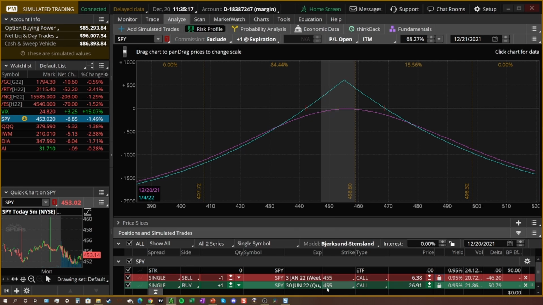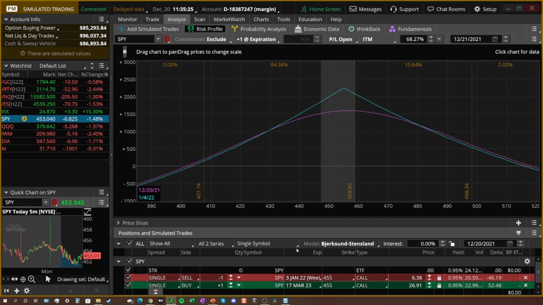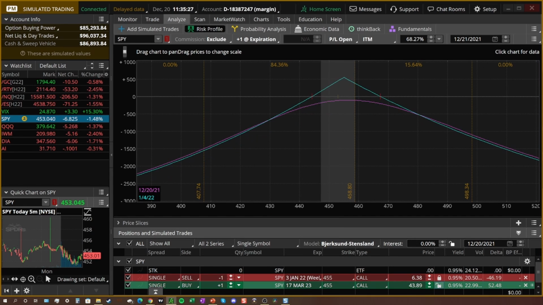And you can definitely go shorter than 6 months. Like if you can't afford $2,600, maybe you can afford something maybe in the March.